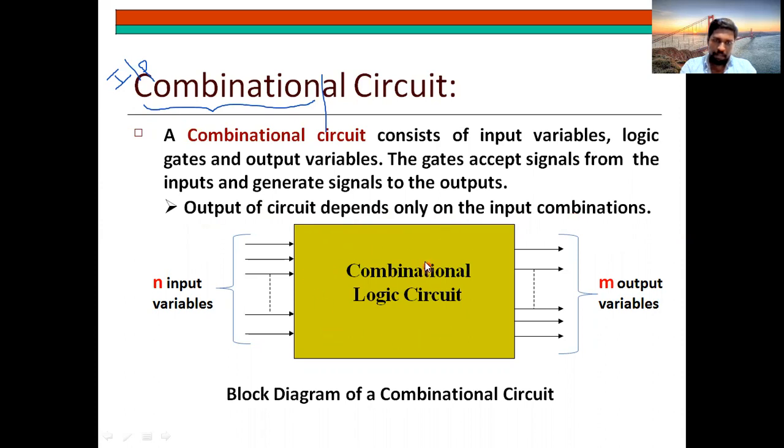In the block diagram, we have n number of input variables and m number of output variables. Remember that the circuit whose output depends only on the input combinations is called a combinational circuit. Inside the combinational circuit we have logic gates which accept the signals from the inputs and generate the signals to the outputs. Clear? So this is the introduction of combinational circuit.